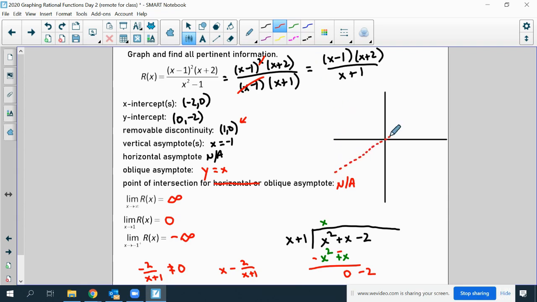graphing these things. So I have the line y equals x and the line x equals -1 as my asymptotes. I know that I have a hole at 1, 0. I know that I have 0, -2, and -2, 0 as points on my graph. And then after that, it's pretty straightforward because I never cross the oblique asymptote. I know how to make something that kind of looks like the shape of my graph.